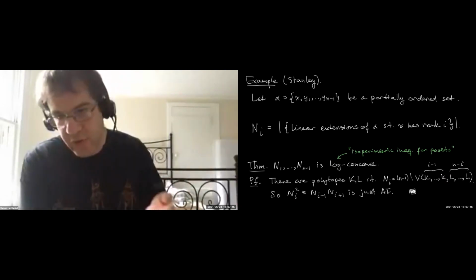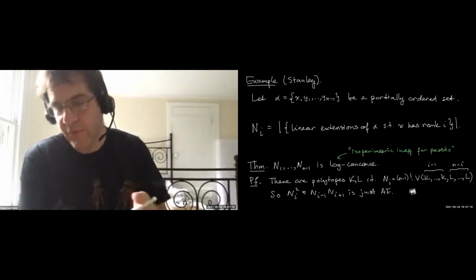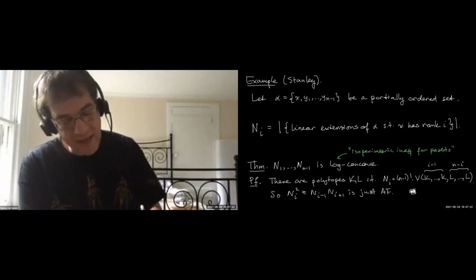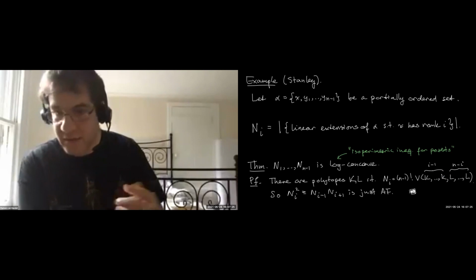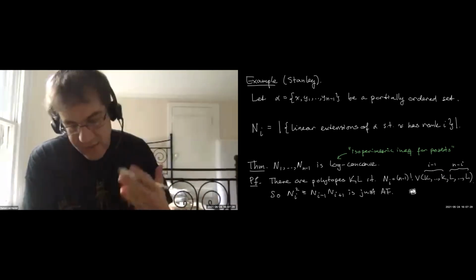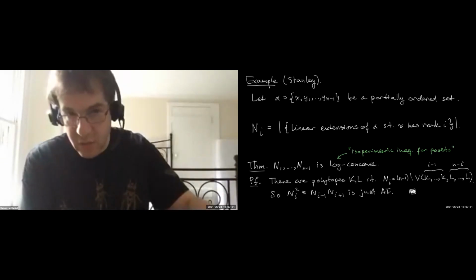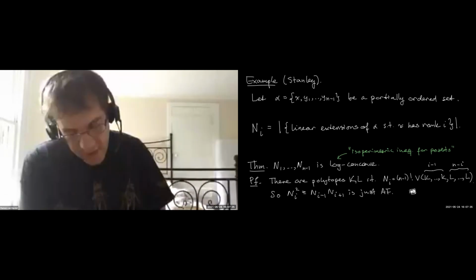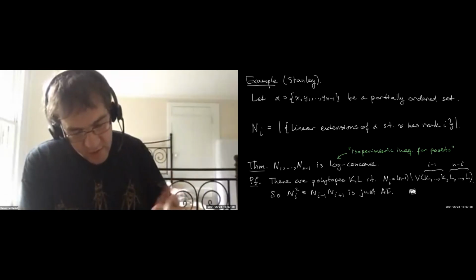You would think if this is a combinatorial question, you could give a combinatorial proof, right? For example, by creating an injection between the sets of linear extensions with different ranks, right? But it doesn't seem that such a proof is known, or at least none is known. So the way I would like you to think about this theorem, it's a theorem in combinatorics.